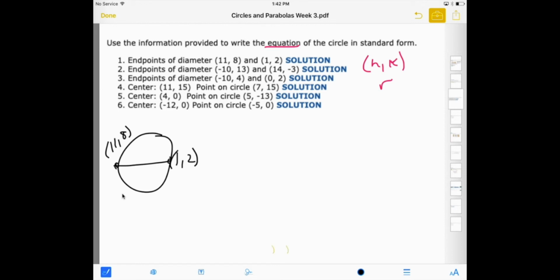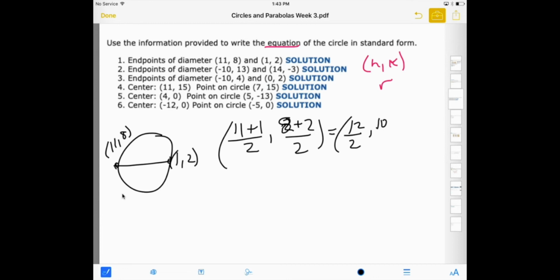What I'm going to do first is find our center. Between the two endpoints of the diameter, right in the middle, is going to be my center. That's why we reviewed the midpoint formula, so we can find the middle between these 2 points. I take my formula, add my x's together, divide by 2, comma, add my y's together, divide by 2. 11 plus 1 is 12, divided by 2 gives me 6, and 8 plus 2 is 10, divided by 2 gives me 5. So the center of the circle is at the point (6, 5).